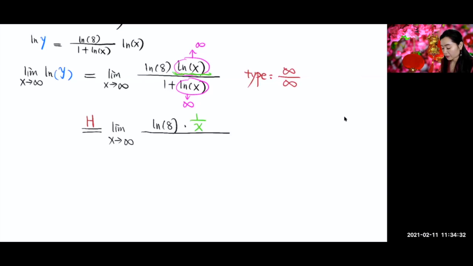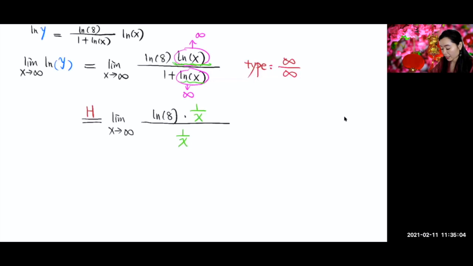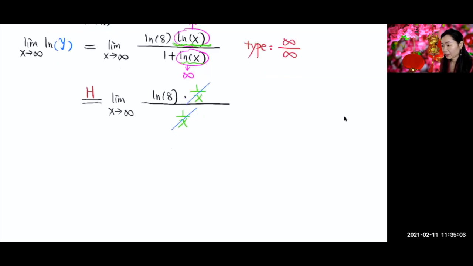Now, we're going to differentiate the denominator. The derivative of 1 is 0. The derivative of a constant is 0. Derivative of Ln of x is, again, 1 over x, right? Okay, now we want to simplify before we apply any other rule. Always try to simplify first. And you see that you can actually divide out this 1 over x over here.